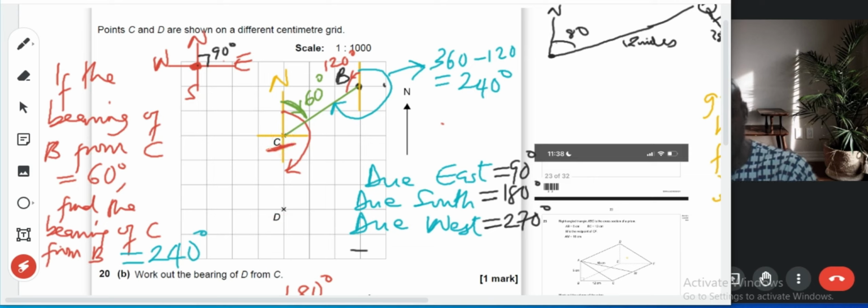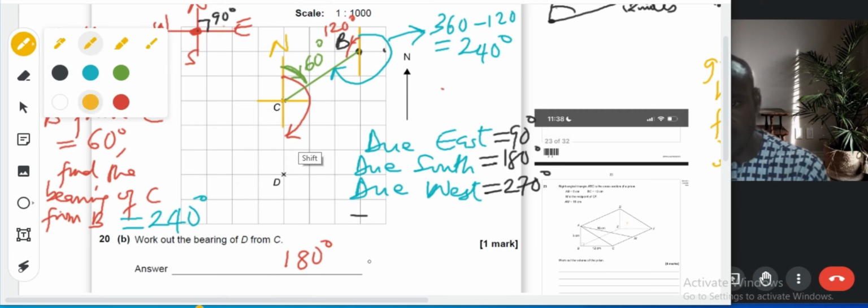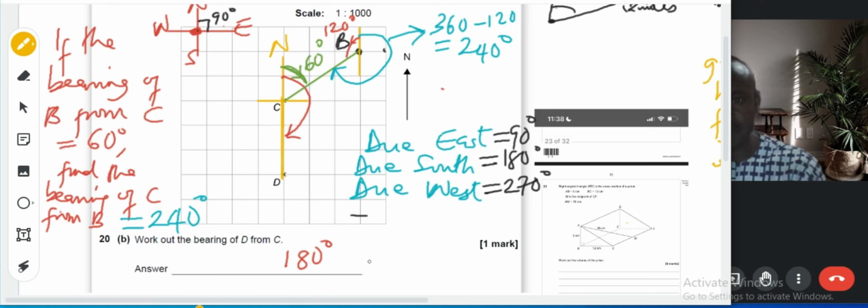So you start the measurement from C. Remember, you always face your north. So you measure the angle until you get to D. The angle that we measure until we get to D is the bearing of D from C. And you can see it's 180 degrees. That's a straight line. So the bearing of D from C is 180 degrees. You can even join these lines. It's 180 degrees, which of course is this angle.